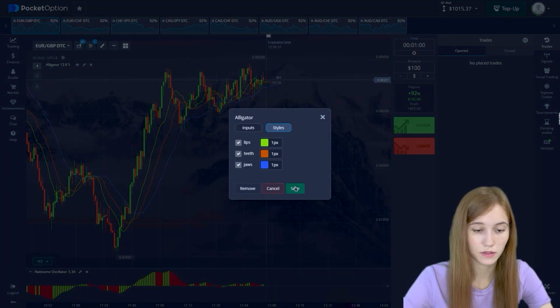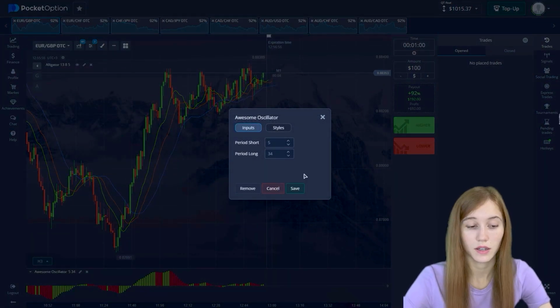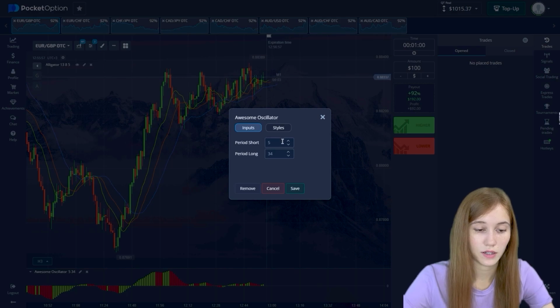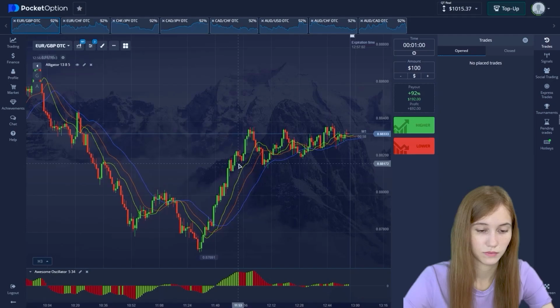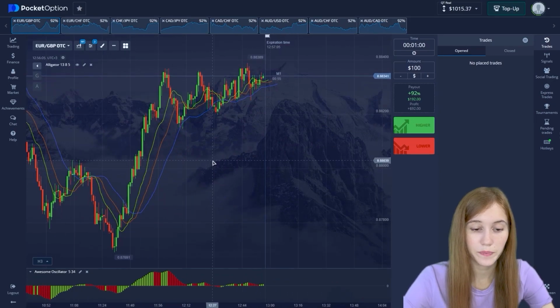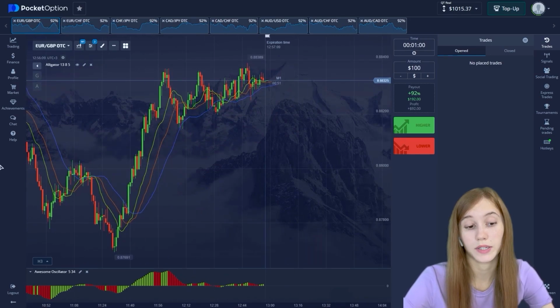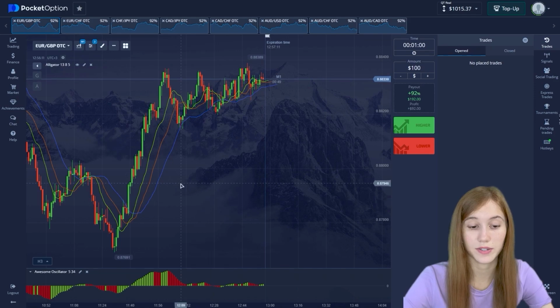Two indicators: the alligator with its parameters, and the second one. Also, these indicators are simple and can be easily used, especially together in one.